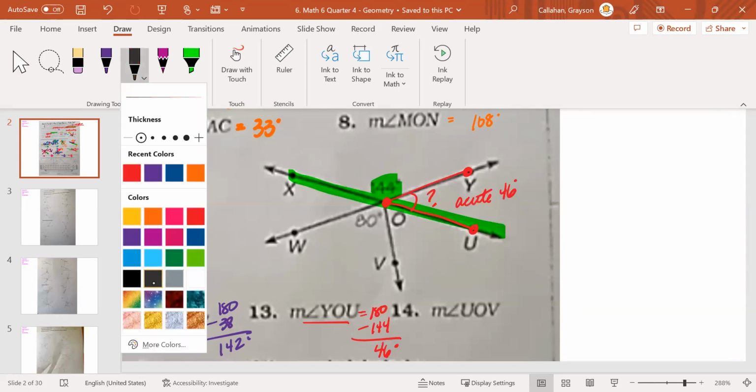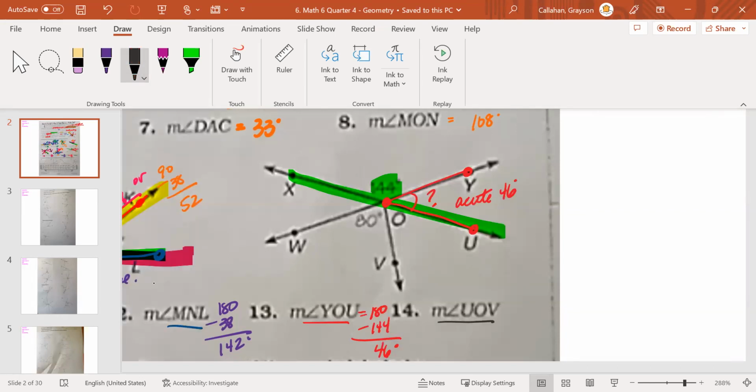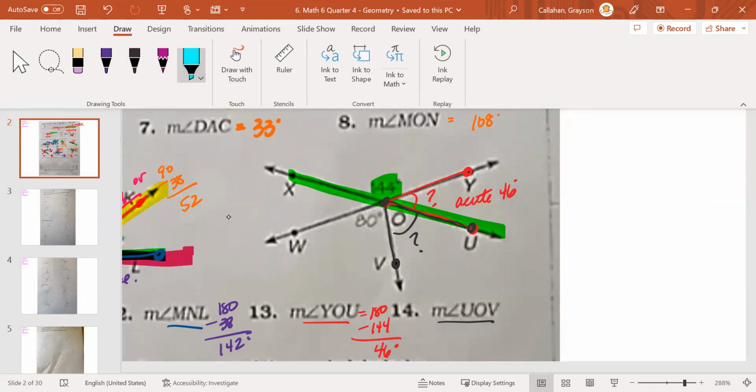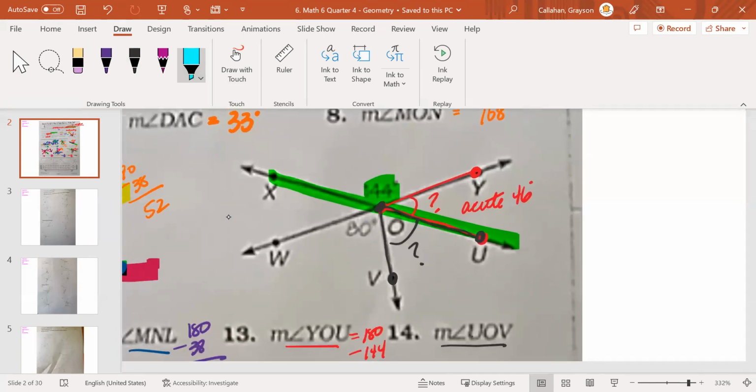Next one is going to be UOV. So here is UOV, which is this angle right here, right? Okay, so with this angle, do you see another line that you can use? I mean, what is another angle they give you that you can use to help you with this? They gave you 144, but what's another angle that they give you? They gave me 80 degrees, right? What's the angle that we just found? 46, right? Do you see how these three angles create a straight line?